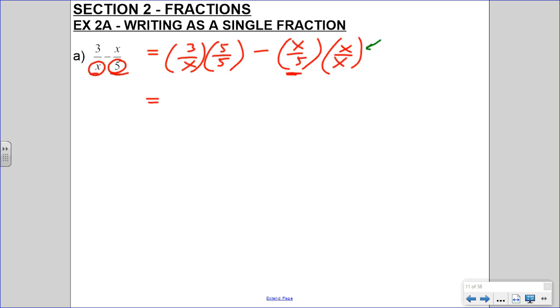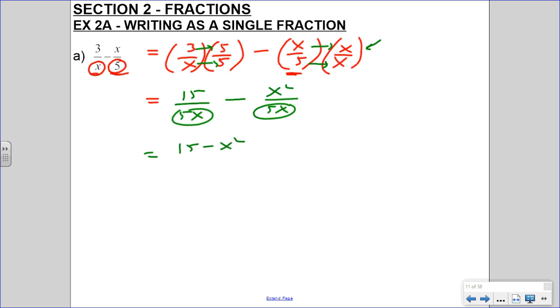Okay, so top times top is 15, bottom times bottom, 5x. Great. Minus top times top, x squared, bottom times bottom, 5x. So now we have the same denominator. Perfect, they're comparable, and that means we can put it all together as all over 5x, because every term is over 5x. It's just like the examples that we did earlier, but in reverse, when we split the fractions up and put them into index form. Okay, so example 1 down.